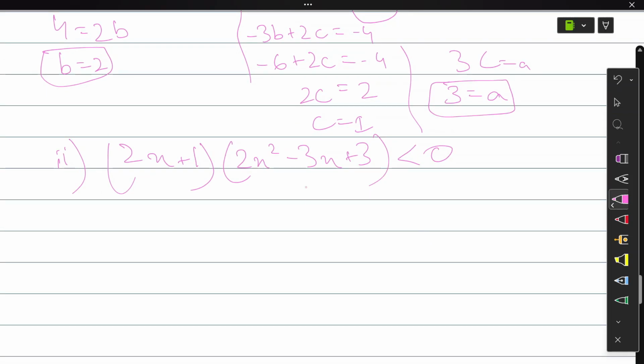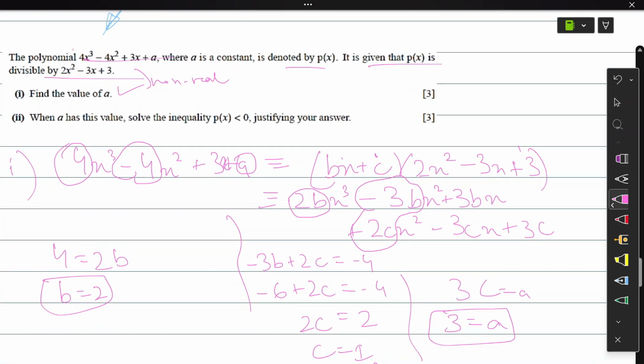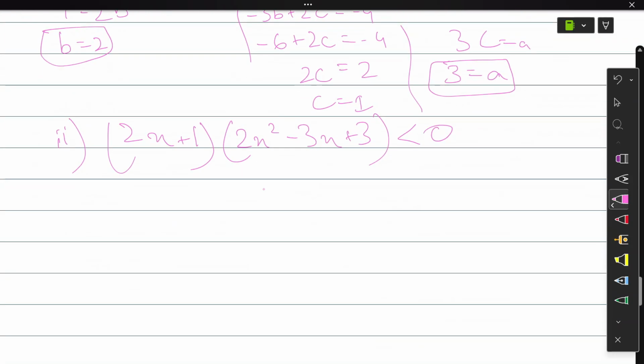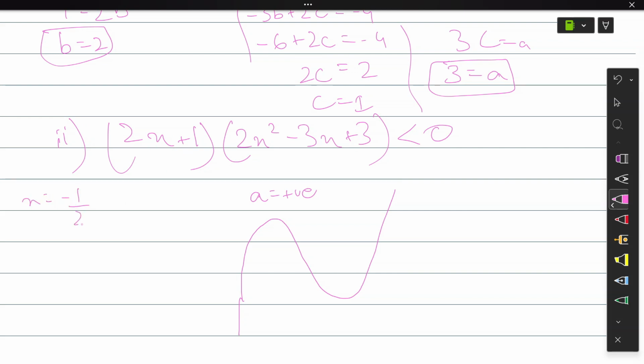Now, to solve a cubic polynomial, all you need to understand is how the curve will be drawn. Since the coefficient of x cubed, the maximum power coefficient, is 4, it's positive. So I'll say a is a positive term. Hence, the cubic curve will be something along the lines of this. Now let's figure out how many answers we have. First, equate this to 0, equate that to 0. We get x equals to minus half.